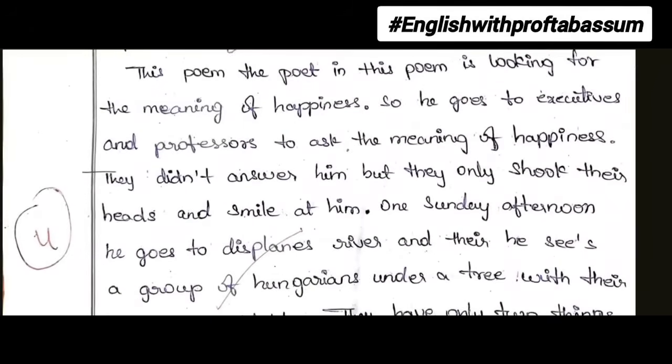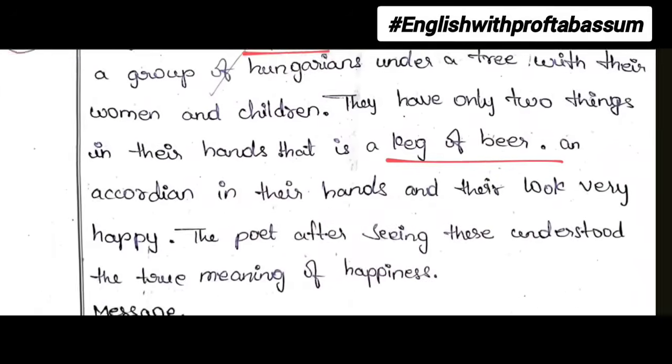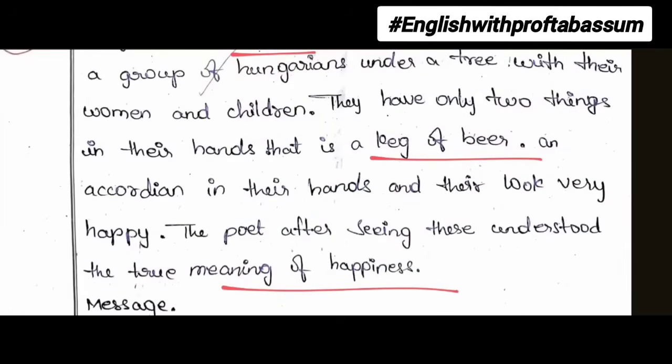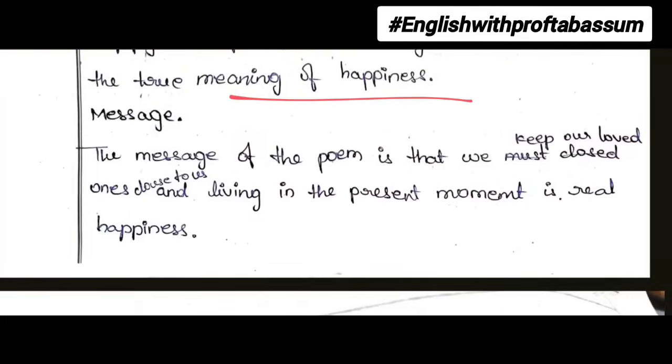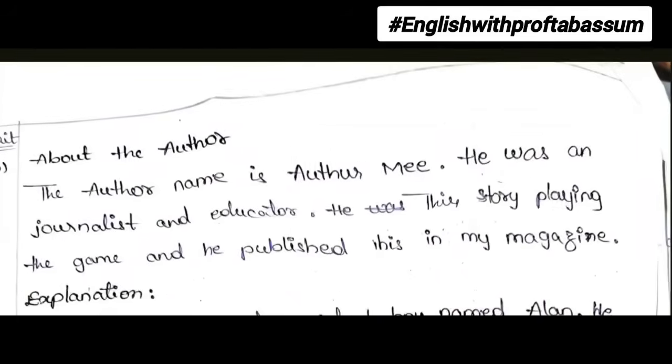Then in explanation, you explain the whole poem. This poem is about, the poet wants to know the true meaning of happiness. He visits the professors and executives. They don't give him an answer. One day he sees Hungarians under a tree with their wife and children, and they all look very happy. They are enjoying their life with a keg of beer and an accordion, and the poet understands the true meaning of happiness. Next is the message. The message of the poem is that keeping our family close to us, living in the present moment is true happiness. So, this way you need to write the answer.